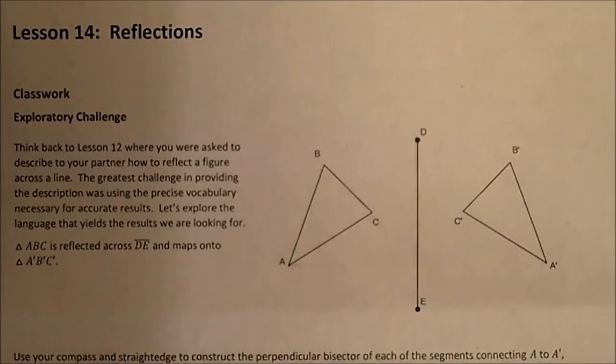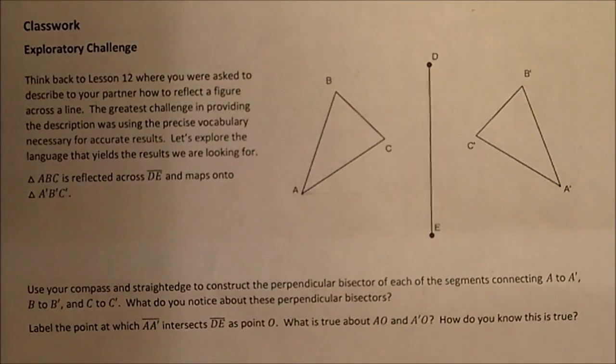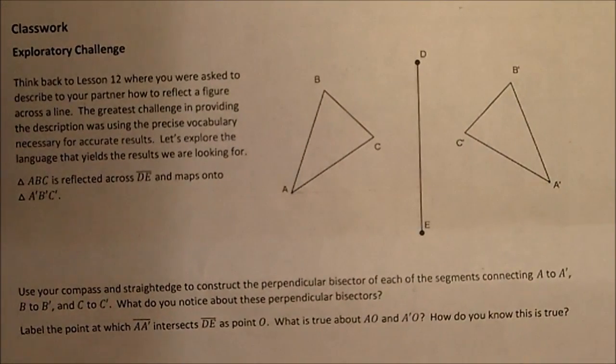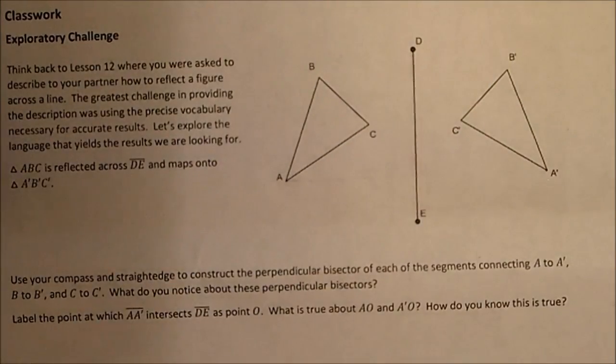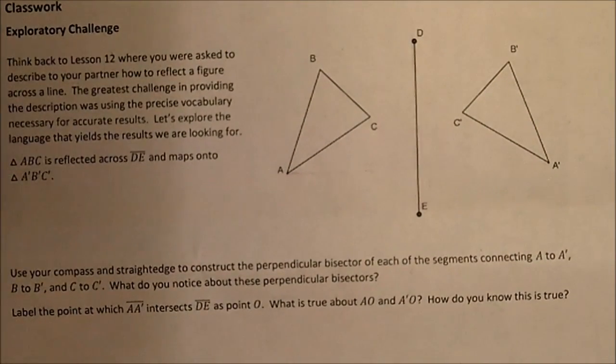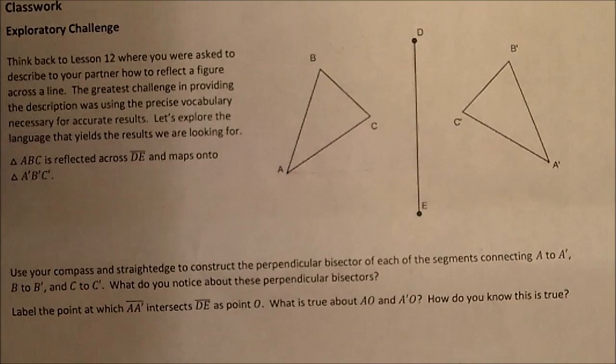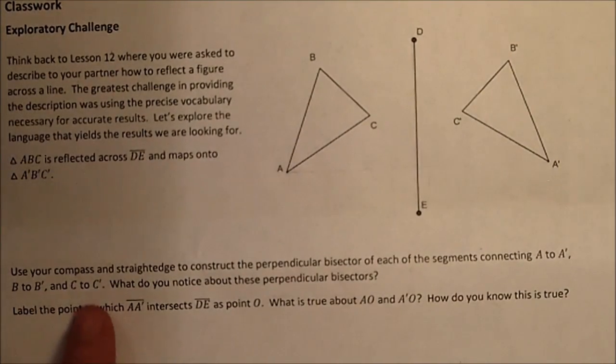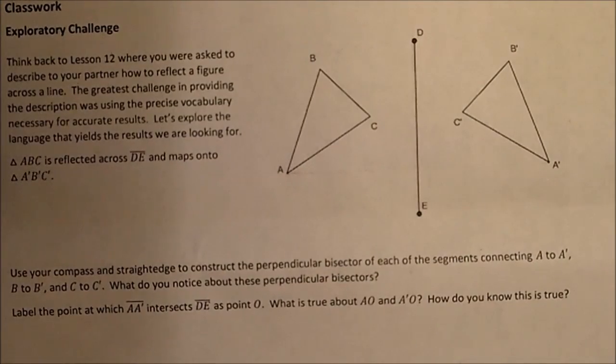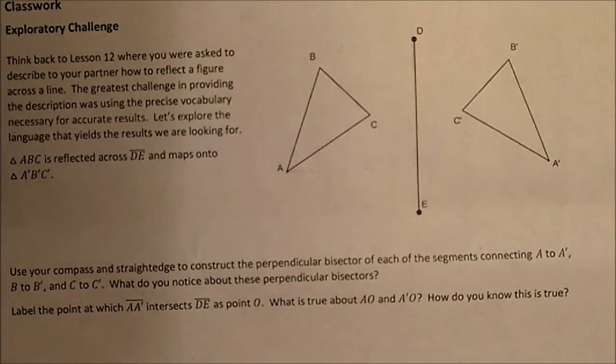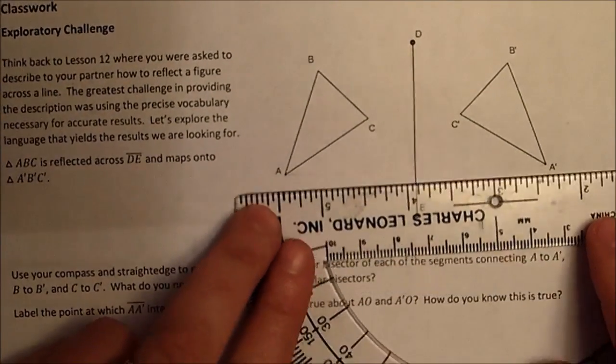And what are we supposed to do with that? Well, let's take a look. Our instructions say that we need to use a compass, which I have here, a compass and a straight edge to construct the perpendicular bisector of each of the segments connecting A to A prime, B to B prime, and C to C prime. So let's take a look at that, starting with A to A prime.